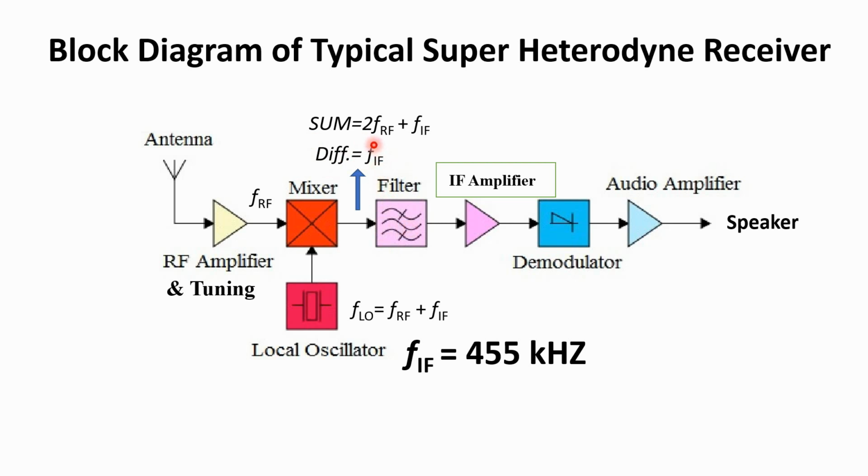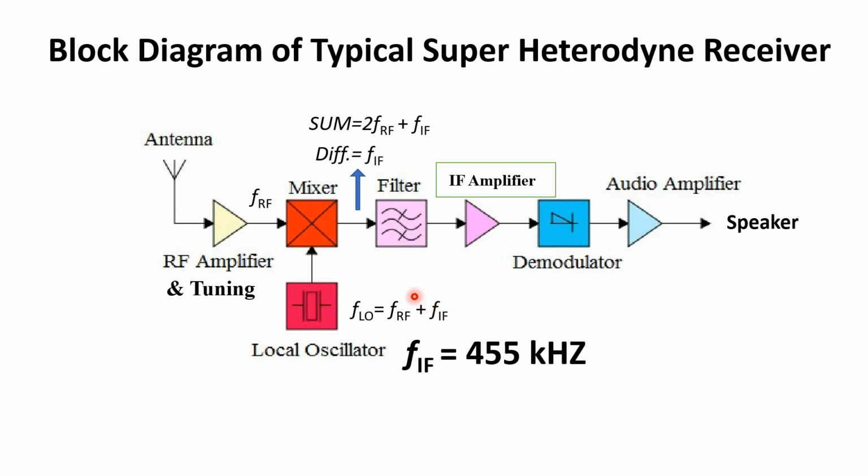So this IF filter is used to pass this low frequency, the IF frequency signal. Then it is amplified by the IF amplifier. Then it is given to the demodulator circuit. The demodulator circuit retrieves the original information signal from this IF signal, and it is finally given to the audio amplifier or power amplifier, then it is given to drive the speaker, right? This way, there is the block diagram of a typical super heterodyne receiver.